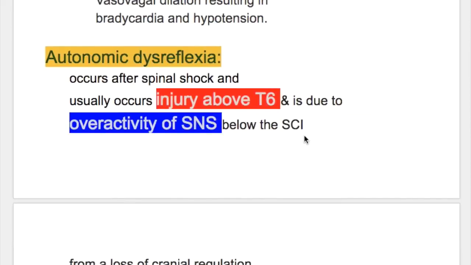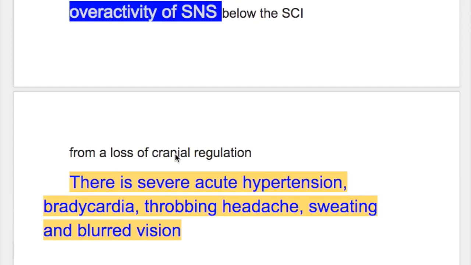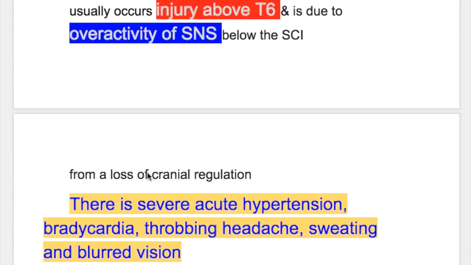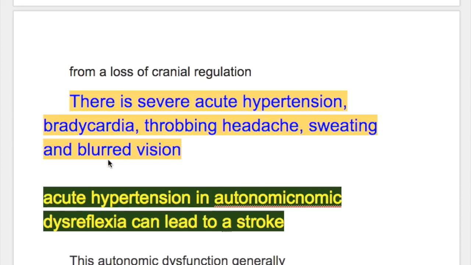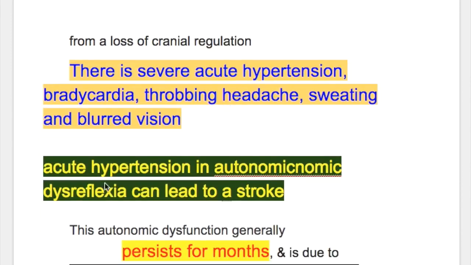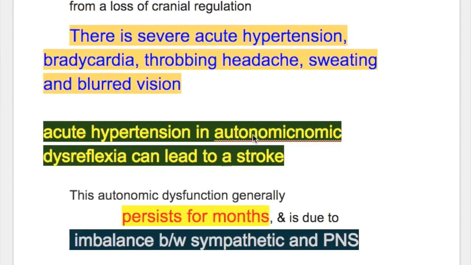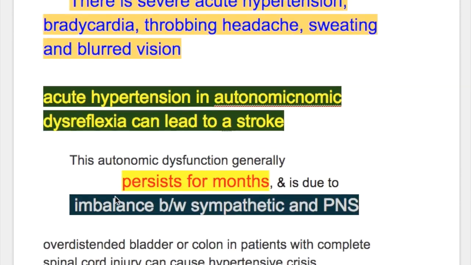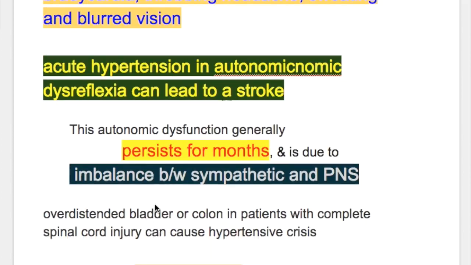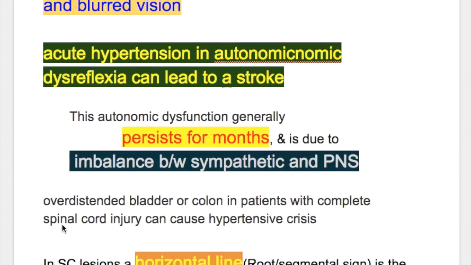So what happens in autonomic dysreflexia? There is severe acute hypertension, bradycardia, throbbing headache, sweating, and blurred vision. Acute hypertension in autonomic dysreflexia may lead to stroke. This autonomic dysfunction generally persists for months and is due to imbalance between sympathetic and parasympathetic nervous system activity. Overdistended bladder or colon in patients with complete spinal cord injury can also cause hypertensive crisis.